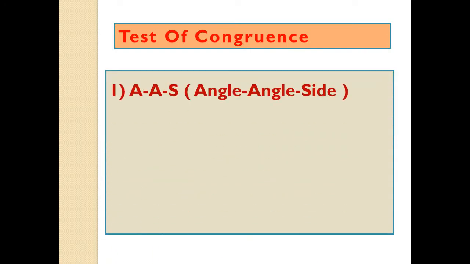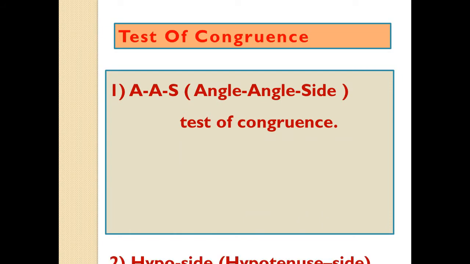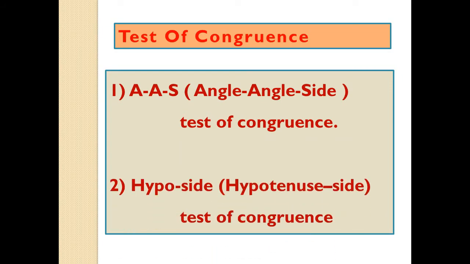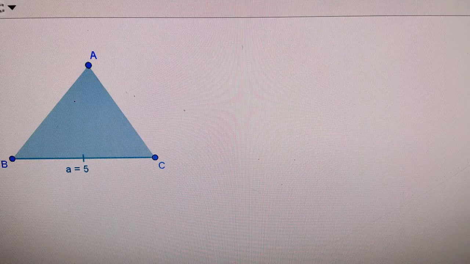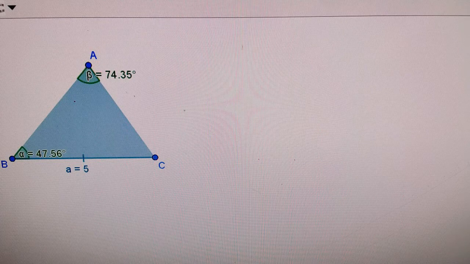The first test of congruence is the ASA test, that is the angle side angle test of congruence, and another test we are going to study here is the hypotenuse side test of congruence. Well students, before studying this, let's watch one video first. Again you have to construct a triangle ABC, therefore take 3 points and draw a triangle and identify the measures. Now see which information is given here.